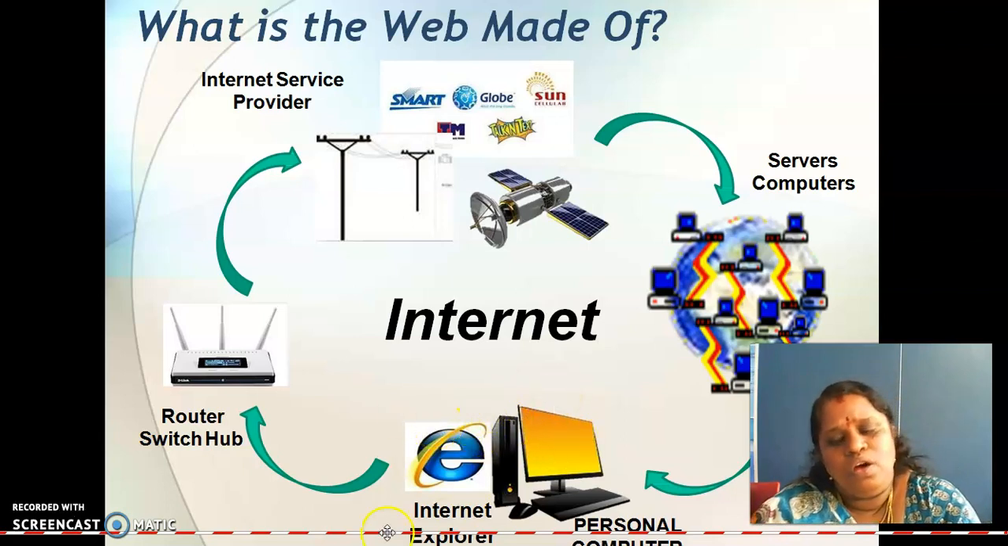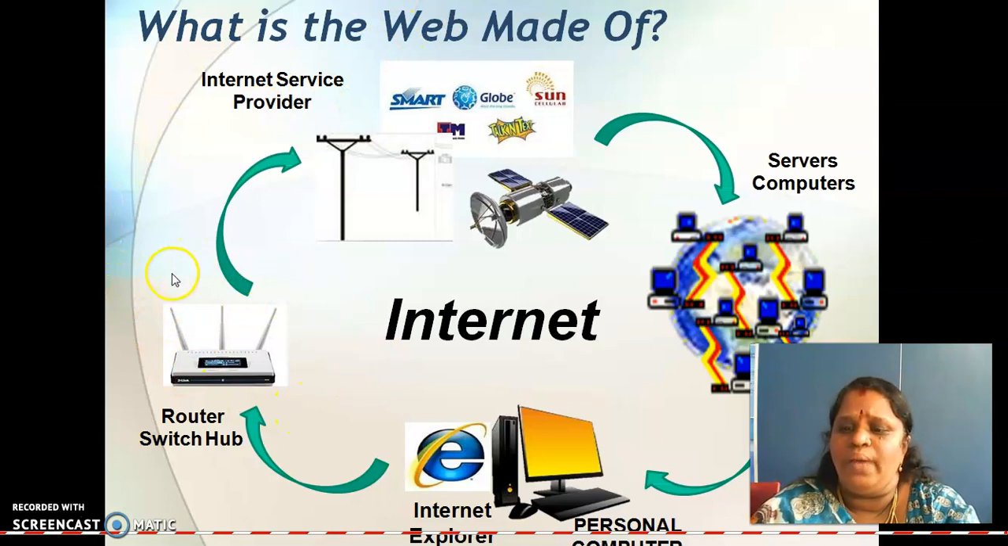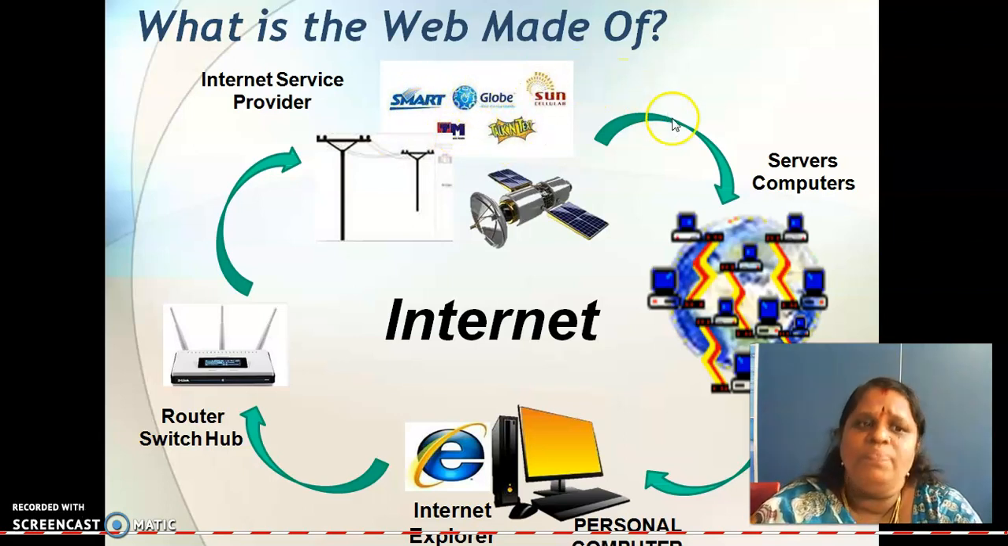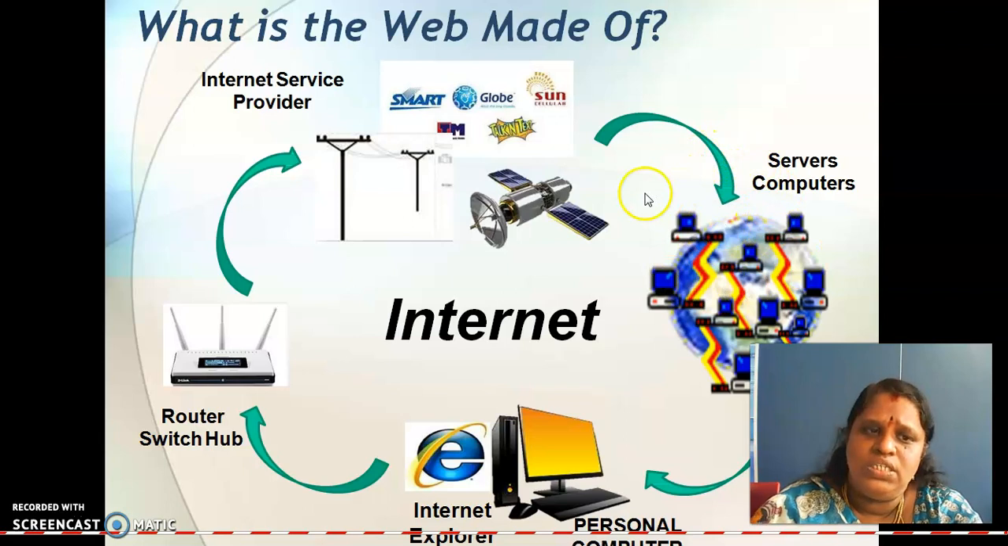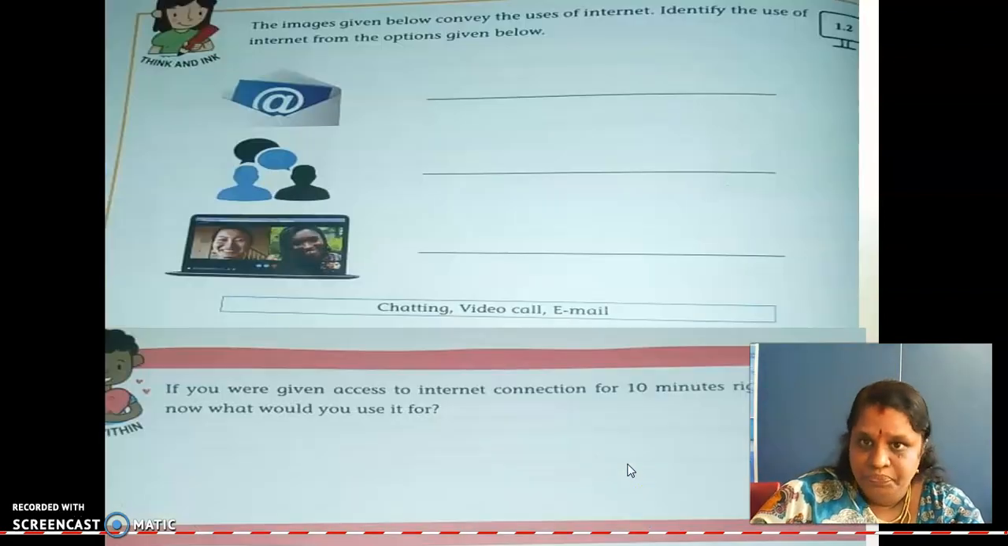So your personal computer, you are sitting here. Through the web browser, you are doing it. The web browser uses your mobile data or your modem. From there, the internet service provider, like online shopping or anything, Google, everything. From the server computer, it will search and the required information will be passed to your personal computer. Got it?